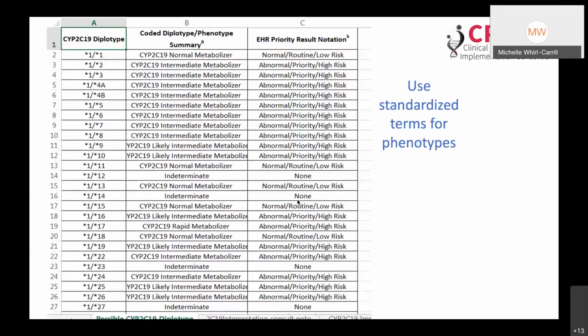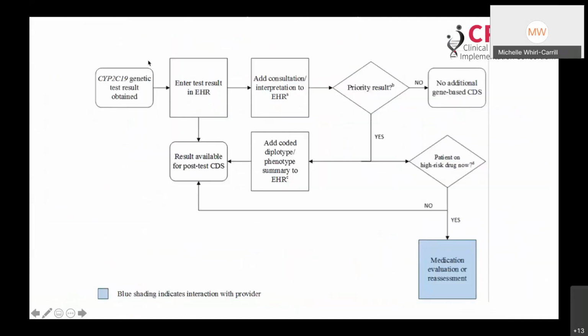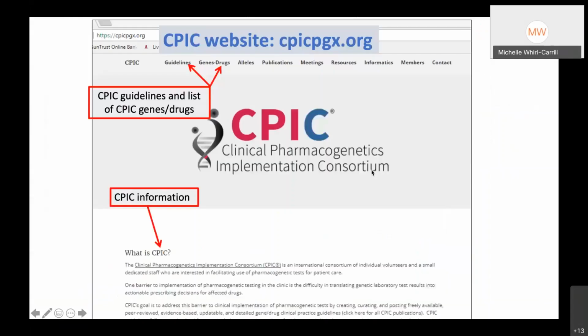Okay, we provide files from CPIC to map from the diplotype to the phenotype. We have EHR priority result notation. We provide CDS, clinical decision support, example text, and example EHR workflows. All this information by CPIC is available on the CPIC website, so please visit it, and you can really dig down into this in more detail.